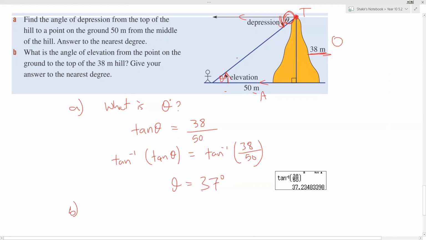because of my previously explained reason, right? The horizon and the ground are parallel. That's theta. And alternate angles, that's also theta. And so this is also, to the nearest degree, 37 degrees as well.